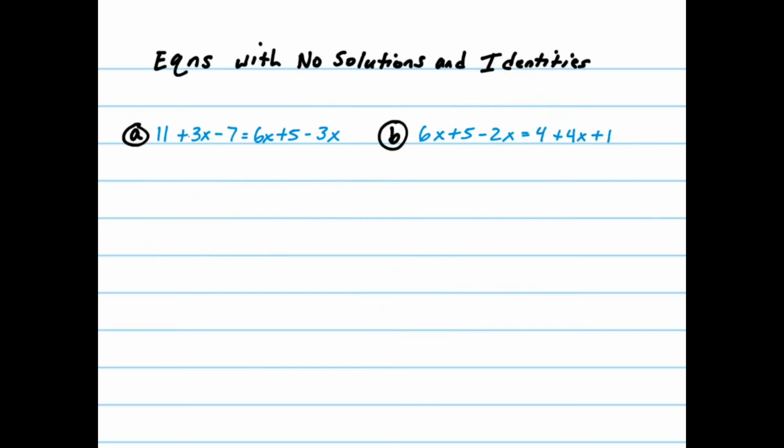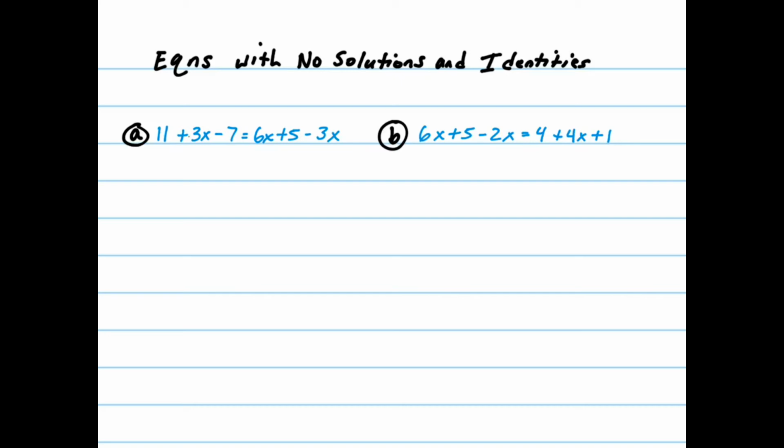Here we're talking about equations with no solutions or identities. So sometimes we'll have equations where the variables will disappear, and then the statement left behind is either going to be true or false. If it's true, meaning that both sides match up, we have what they call an identity, where there's an infinite number of solutions to this problem. If it's false, we have what we would say was no solutions. So let's look at example A. We have 11 plus 3x minus 7 equals 6x plus 5 minus 3x.